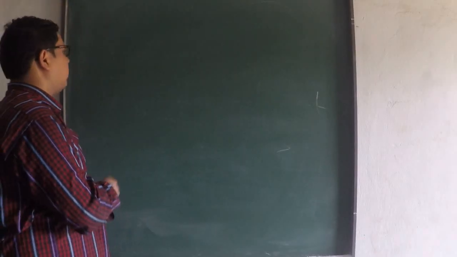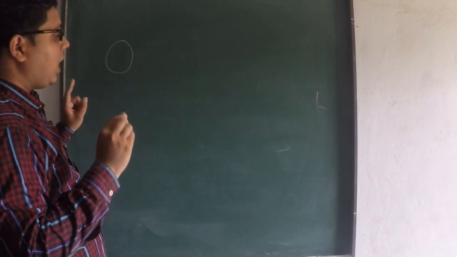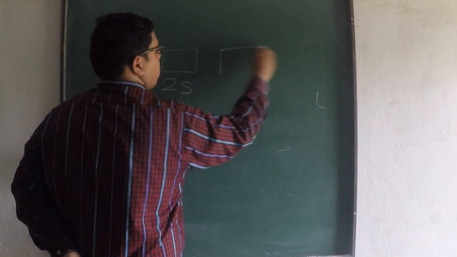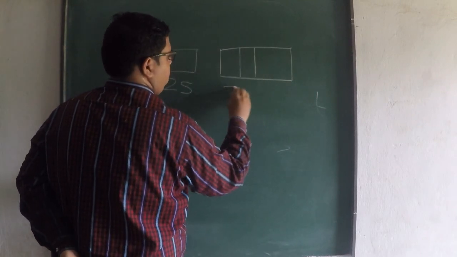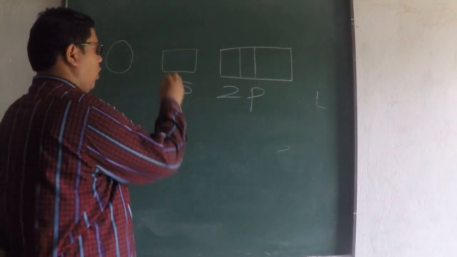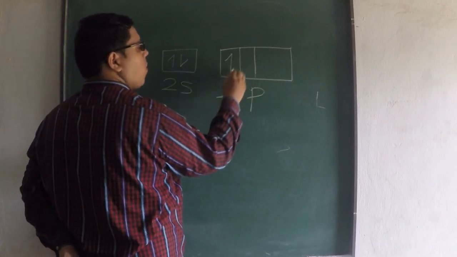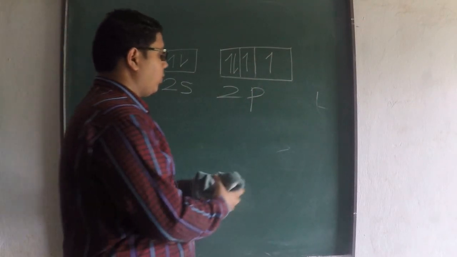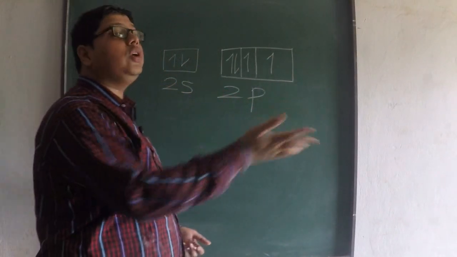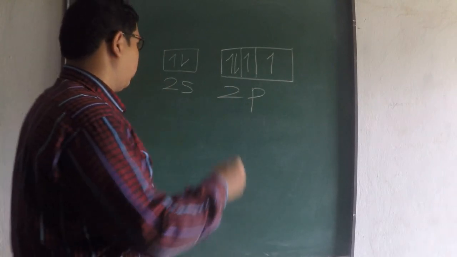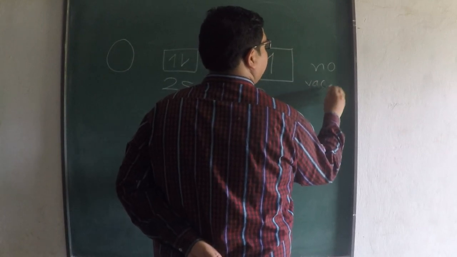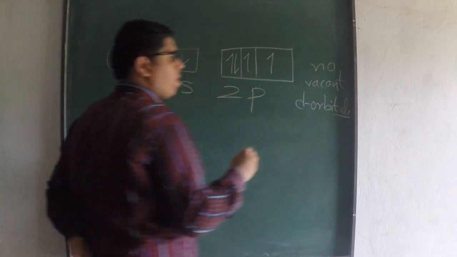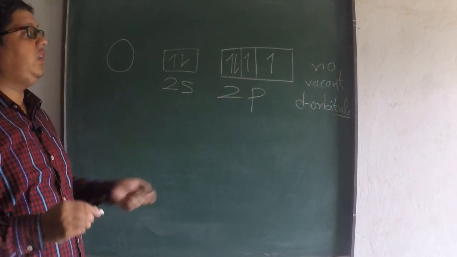In the previous class we discussed oxygen, and I am showing only the outermost shell, 2s and 2p. Oxygen has 2s completely filled and 2p has 4 electrons. There is no possibility of having 2d orbitals. There are no 2d orbitals. It's not possible. So oxygen has no vacant d orbitals.